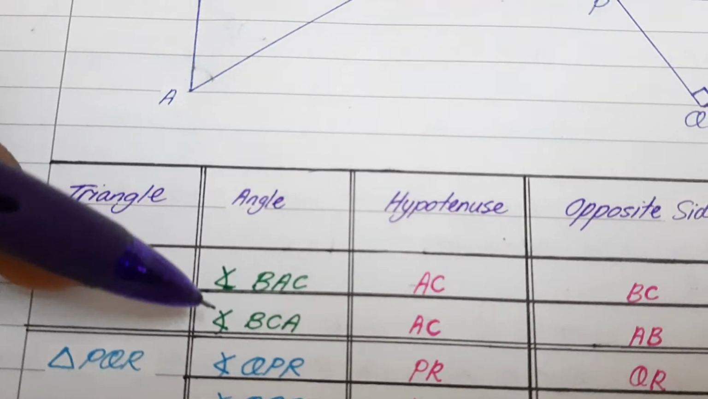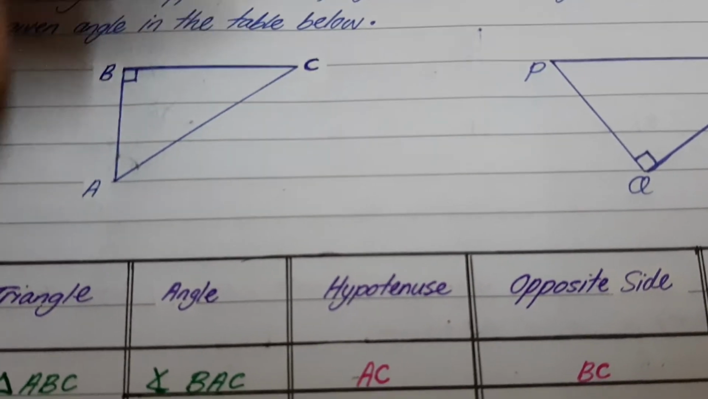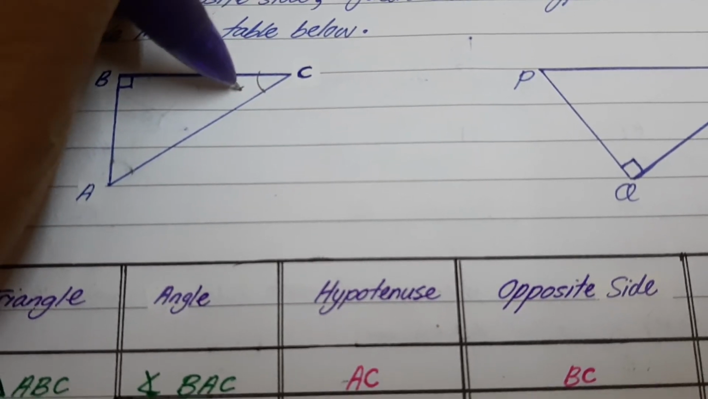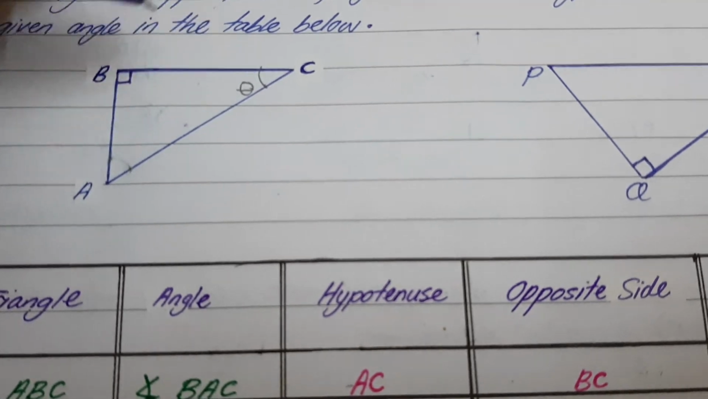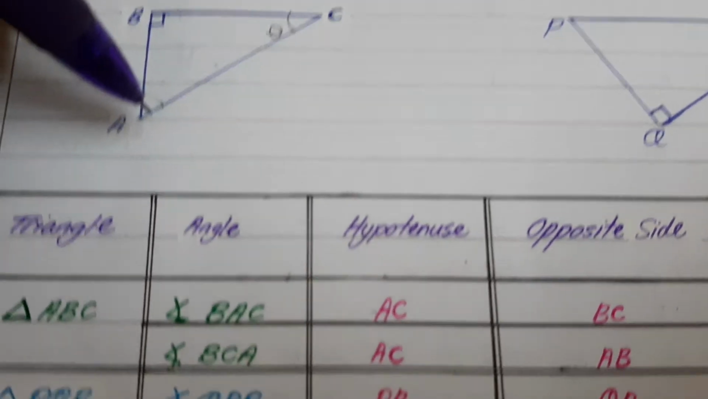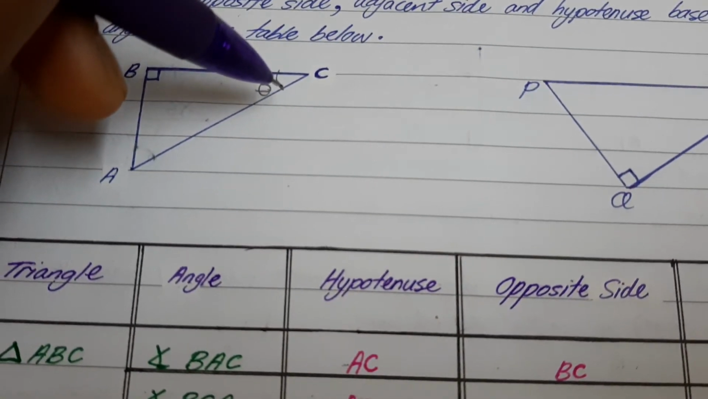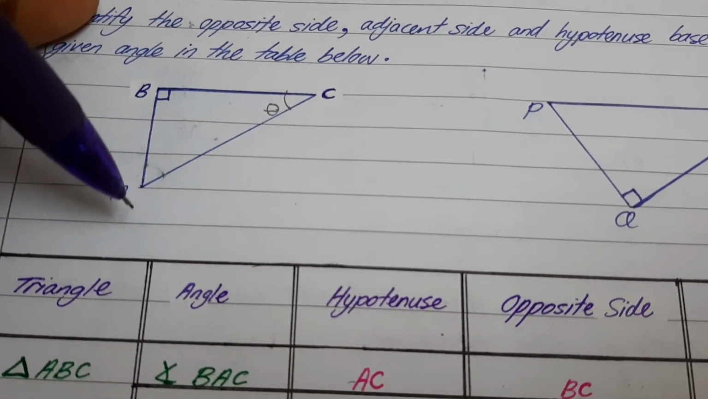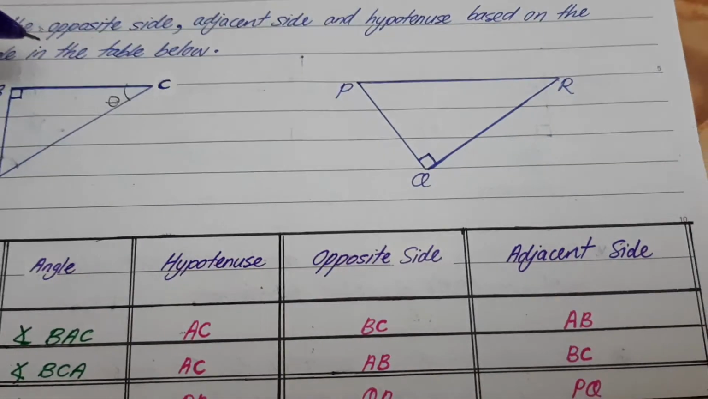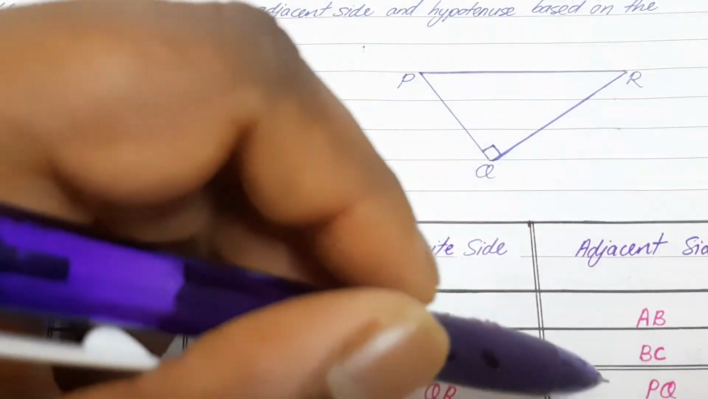Moving forward, now we are going to look at angle BCA, the second one. Angle BCA means your angle is here. If this is your angle, what is your hypotenuse? The hypotenuse is always the longest line, so you will still get AC. The opposite side, opposite to this angle, is line AB, so I write AB. And the adjacent side, adjacent to this angle, is line BC, so I write BC.